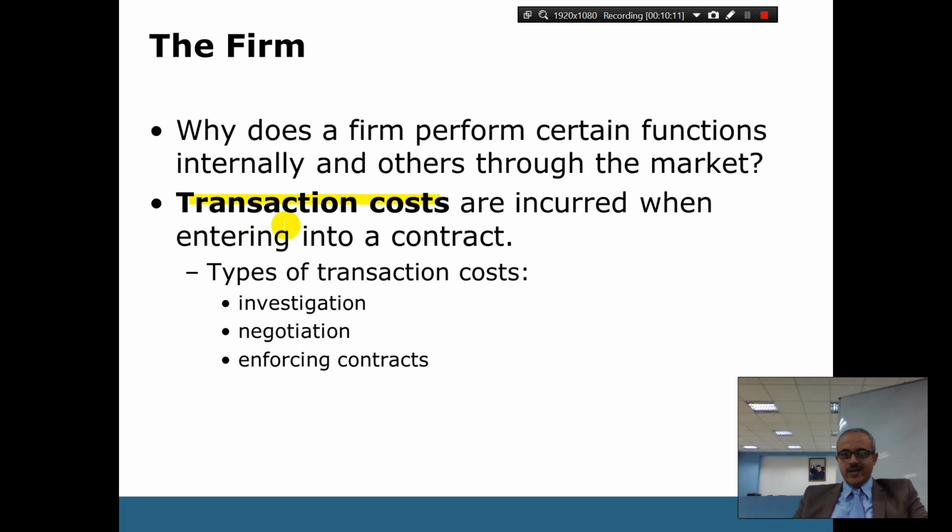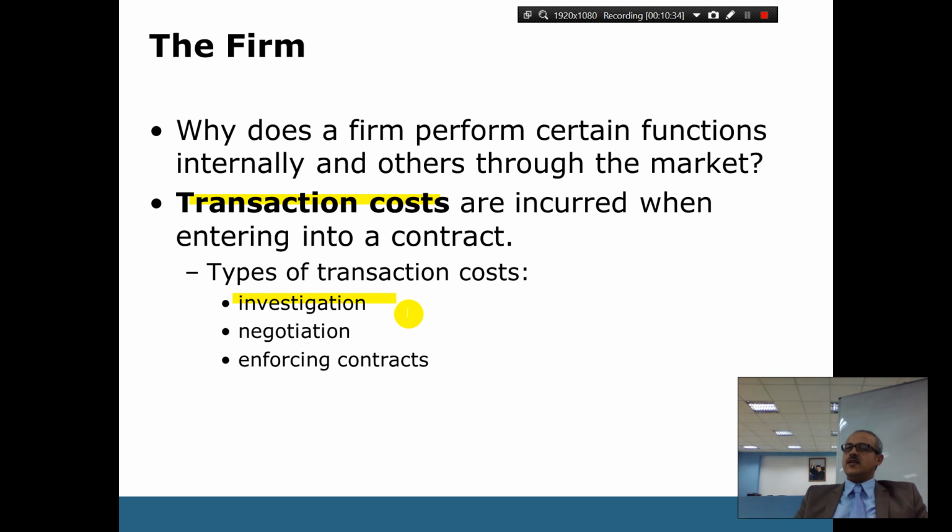They're incurred when entering into any contract. Every time you have a contract, remember, if you take this, tomatoes, you sell it, you go into a contract. I will provide you with this, and you will provide me with that, cash or money, and that would be a transaction. And then we can look at types of transactions.